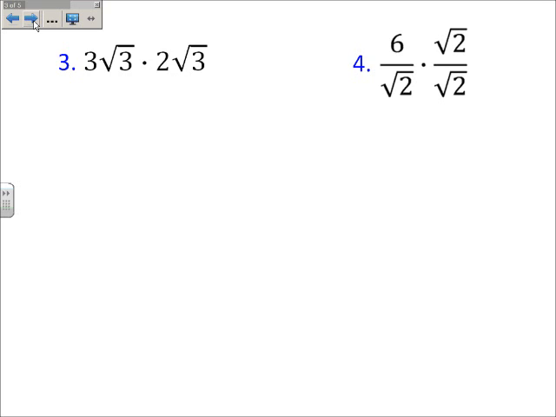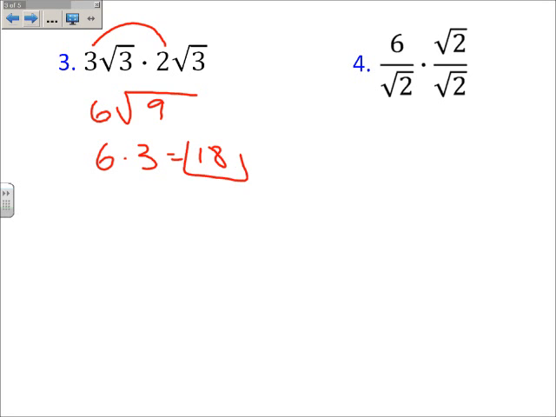Okay, so this, a little more complicated, 3 times 2 is 6, and the square root of 3 times the square root of 3 is the square root of 9. Okay, and the square root of 9 I know is 3, so 6 times 3 is equal to 18.